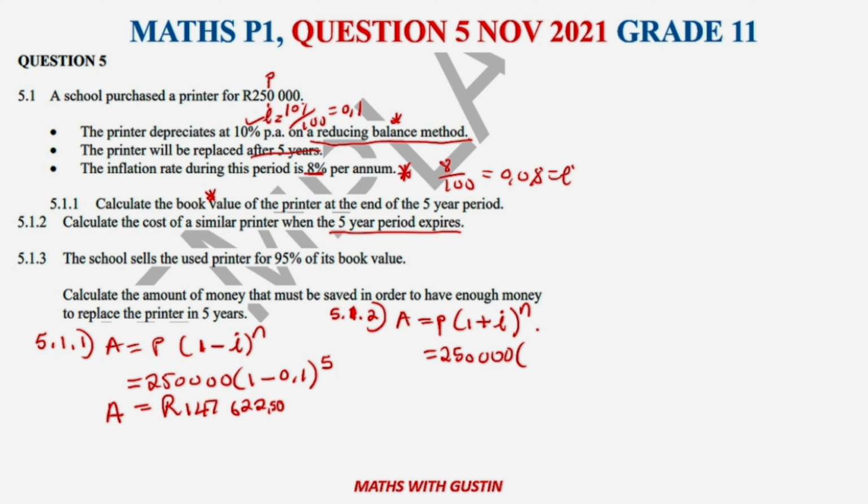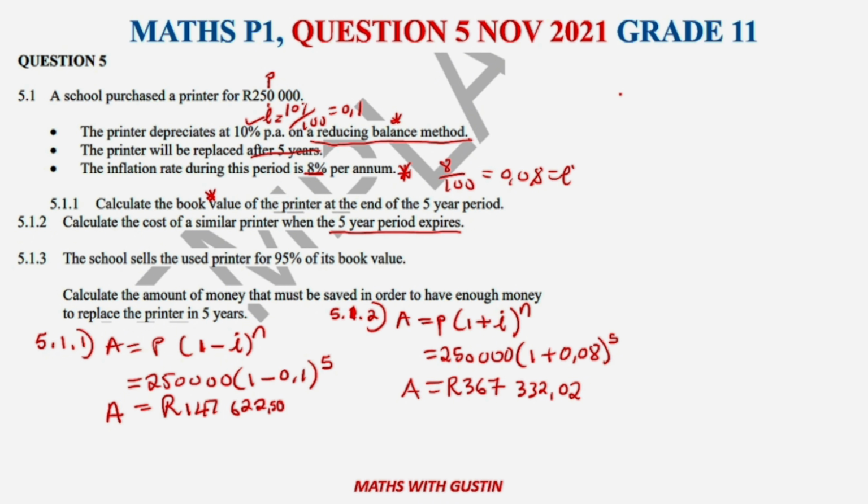Now you're going to say 1 plus 0.08 in the period of 5 years. We're going to punch this into our calculator. Therefore, if the inflation rate is at 8%, the new machine is going to cost us 367,332 and 2 cents. This will be the cost of the new machine after 5 years.